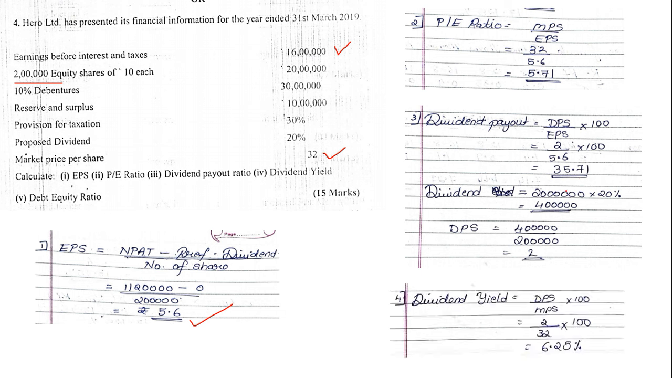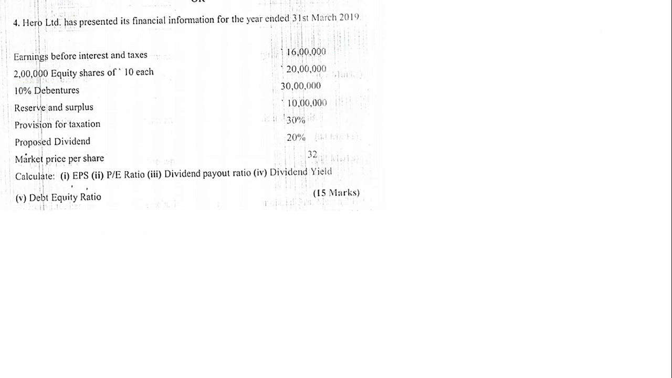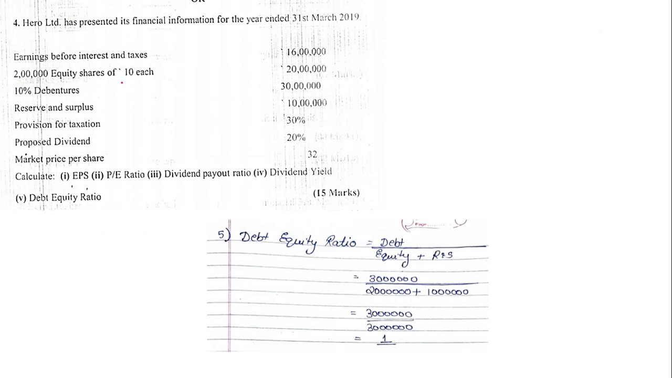Next, dividend yield is dividend per share upon market price into 100. 2 upon 32 into 100, which comes to 6.25. And last, debt equity. So that is debt, which was 30 lakhs. Equity is equity plus reserve. So that is 20 plus 10, 30. So 30 upon 30 is 1. So the debt equity ratio is 1.